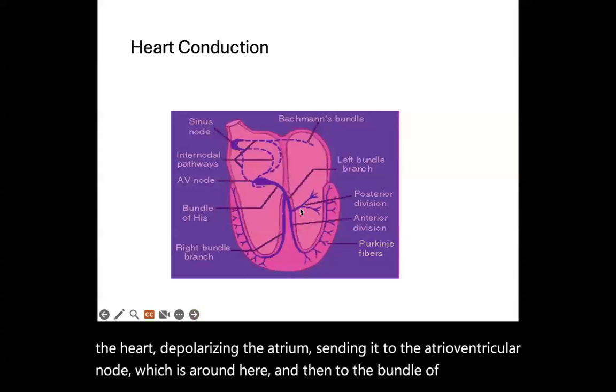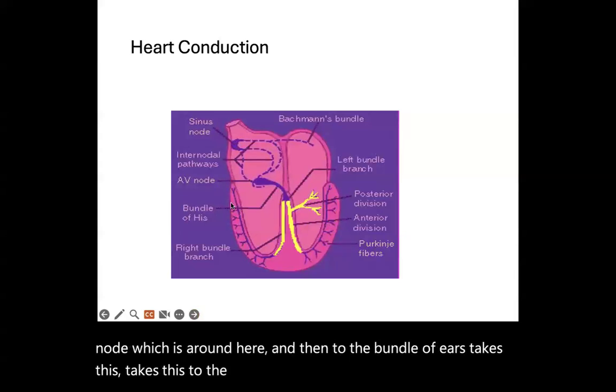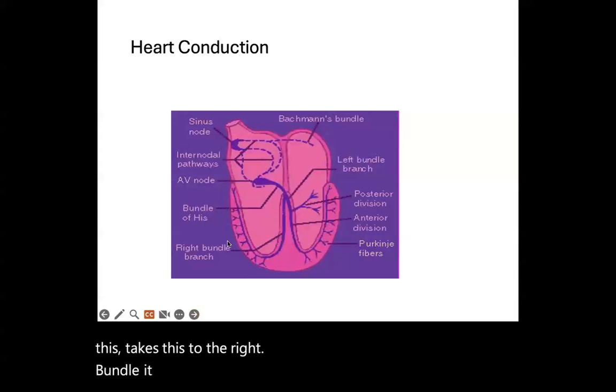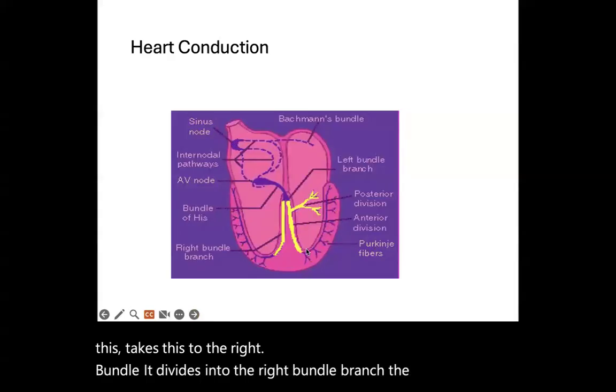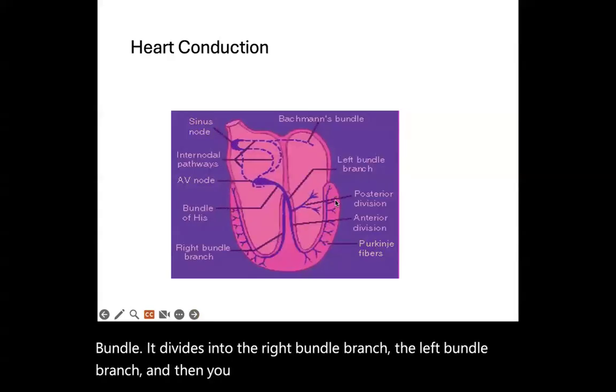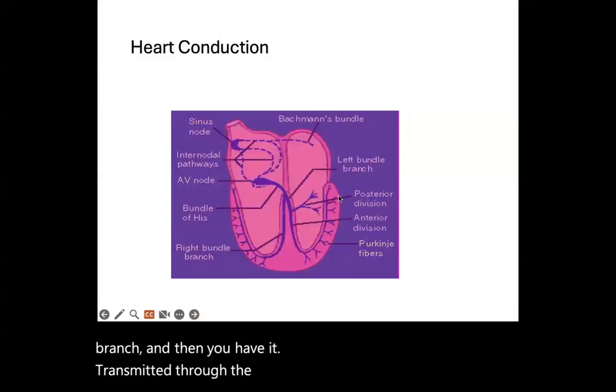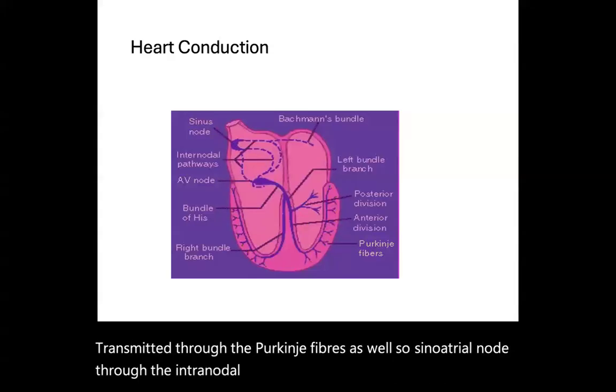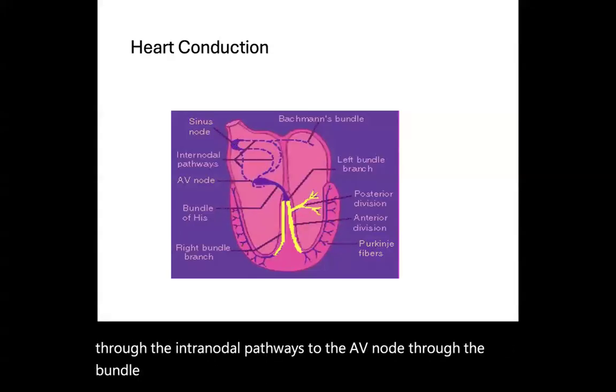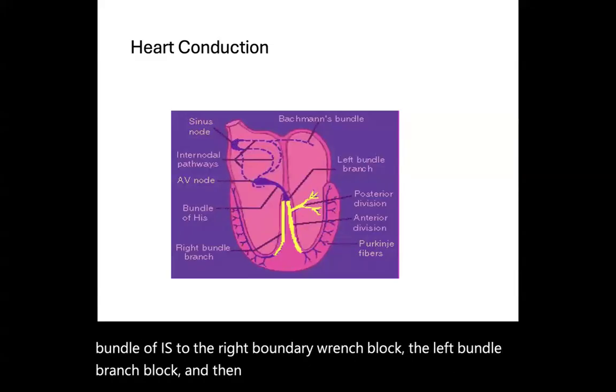This takes the impulse to the right bundle. It divides into the right bundle branch and the left bundle branch, and then it is transmitted through the Purkinje fibers as well. So: sinoatrial node, through the internodal pathways to the AV node, through the bundle of His to the right bundle branch and the left bundle branch, and then to the Purkinje fibers.